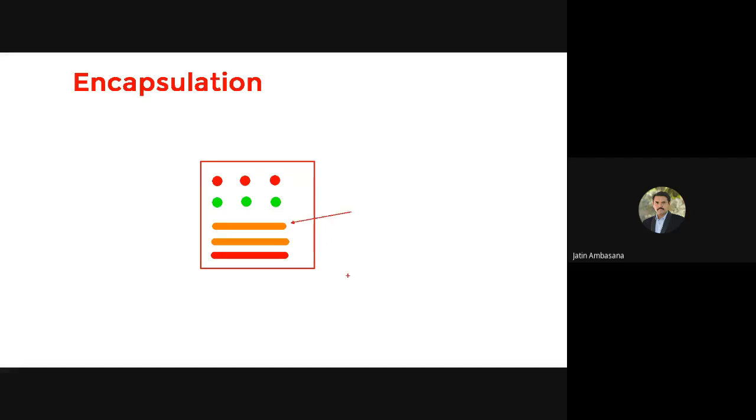This orange means, okay, here also let me use the green line. So this is green and this is again green. And red means the private one.